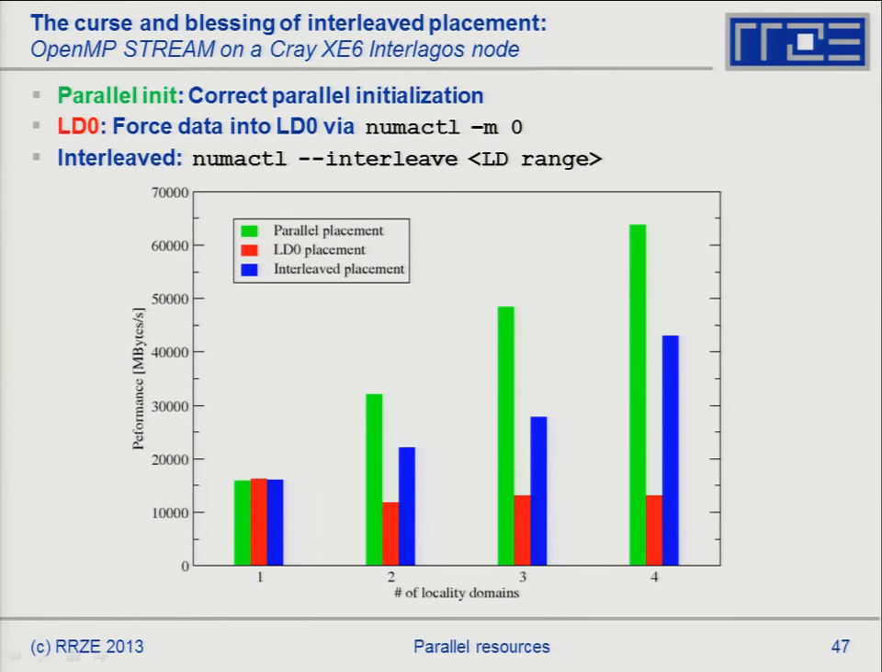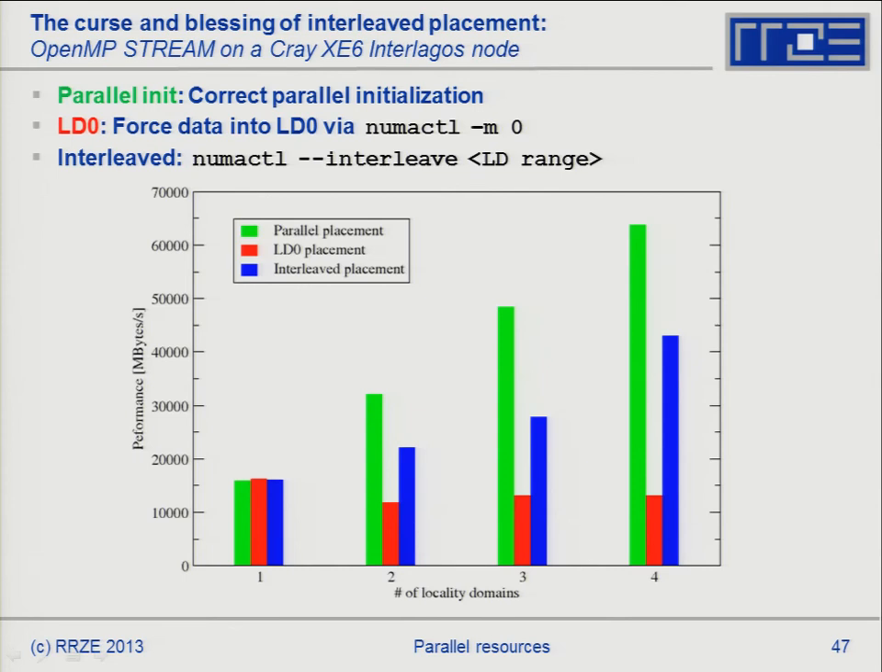The red data is for placement in locality domain 0. So everything is serially, sequentially initialized. All the data is in the first locality domain, and you see there's no speedup. On AMD, we usually see a breakdown when we go to more NUMA domains in this way.